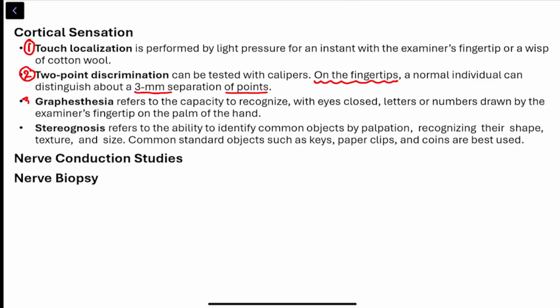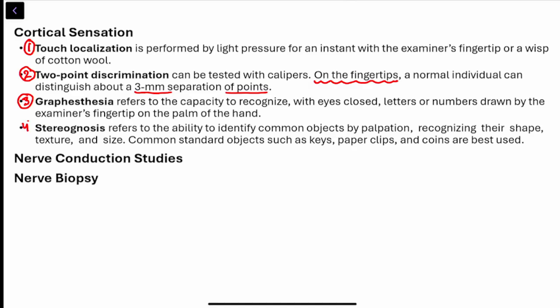Then graphesthesia. Graphesthesia is again sensed by the cortex. We will draw something with the eyes of the patient closed, on his back or on his palm, and we will ask the patient to tell what I have drawn. If he responds correctly, it means his graphesthesia is intact. If he is not able to respond correctly, it means his graphesthesia is gone. I mean, this cortical sensation is gone.